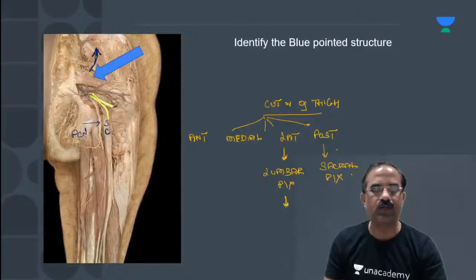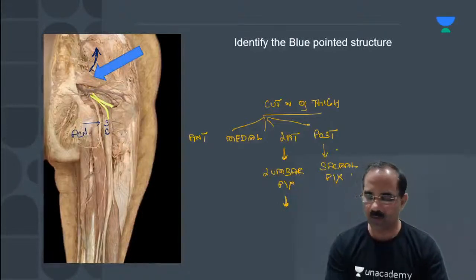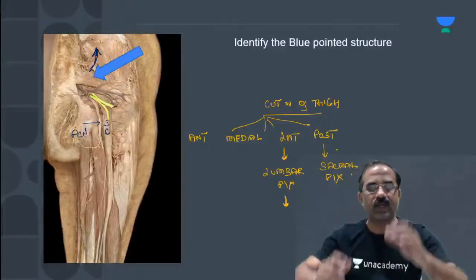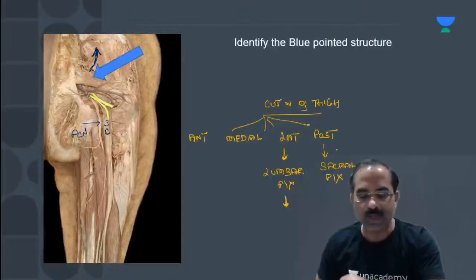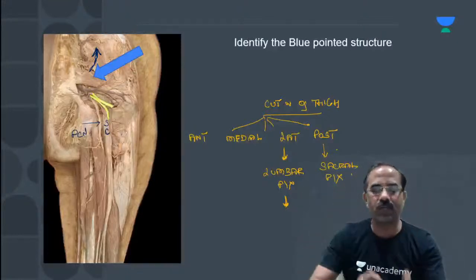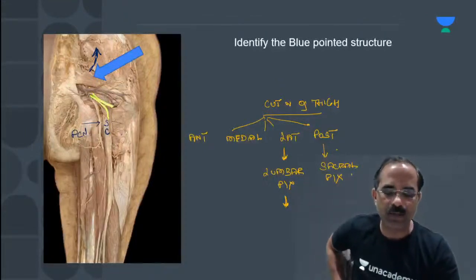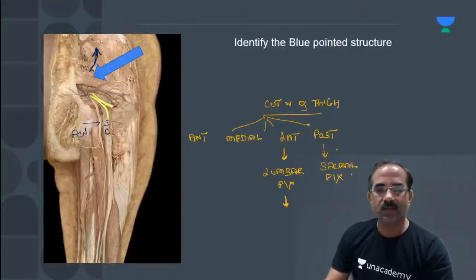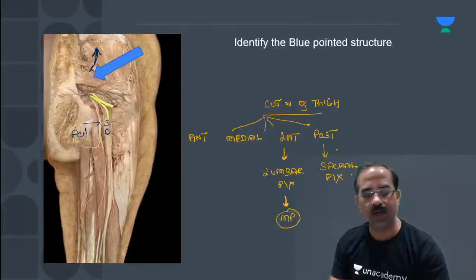Any clinical condition associated with the lateral cutaneous nerve of thigh? It is a branch of the lumbar plexus and it comes at the most lateral aspect of the inguinal ligament, and this nerve gets compressed against the inguinal ligament. Yes, very good. This is what we call meralgia paresthetica, the compression of the lateral cutaneous nerve of thigh against the inguinal ligament.